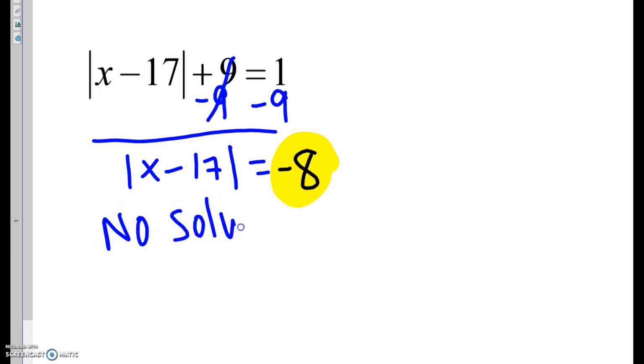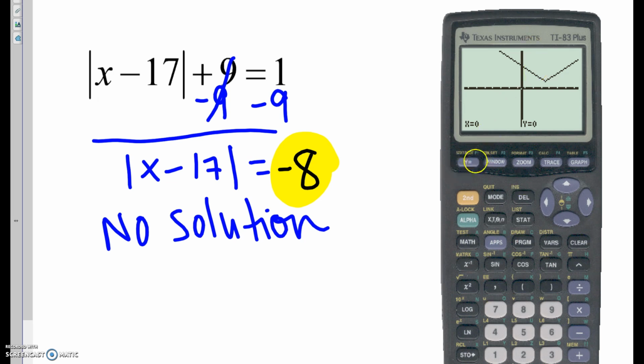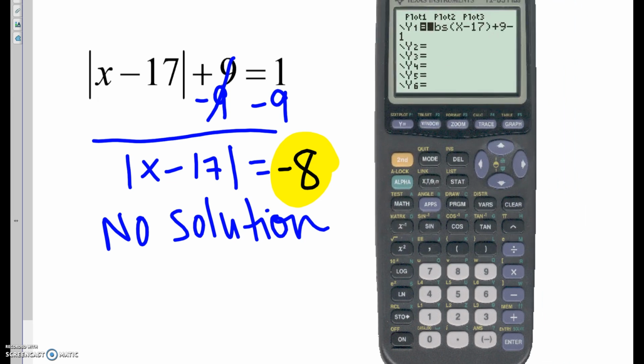Okay, now I can verify that on the graphing calculator by typing in my equation in y equals. So you can check your solution by typing in the equation as long as it's set equal to 0, which is really the same thing as having this set equal to y. So I find absolute value by typing in math, arrowing over, and absolute value is option 1. So this is the absolute value of x minus 17.